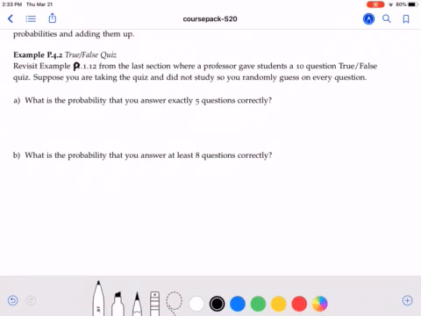We're working with a binomial distribution, and we have a 10-question true-false quiz, and we did not study and randomly guess on every question. So we're asked what's the probability we get exactly 5 questions correct.